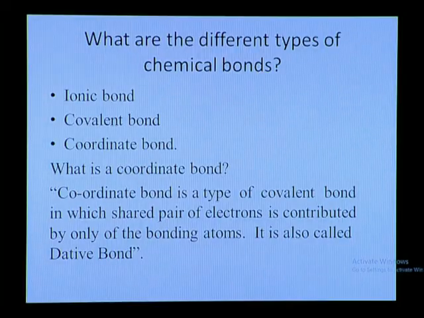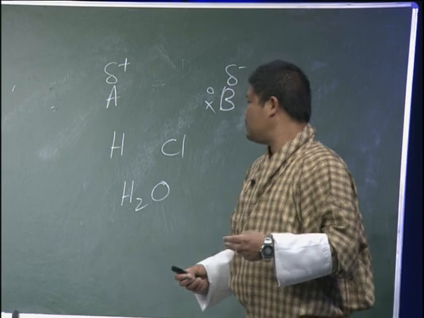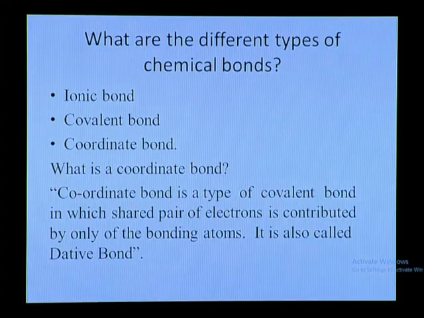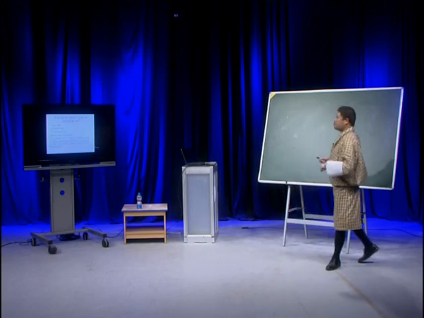What are the different types of chemical bonds? We have studied ionic bond and covalent bond, that is in classes 9 and 10. Now, today we will focus on coordinate bond. So, how is a coordinate bond formed, or what is a coordinate bond?